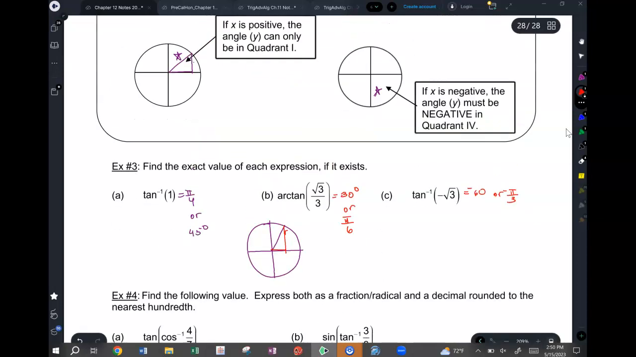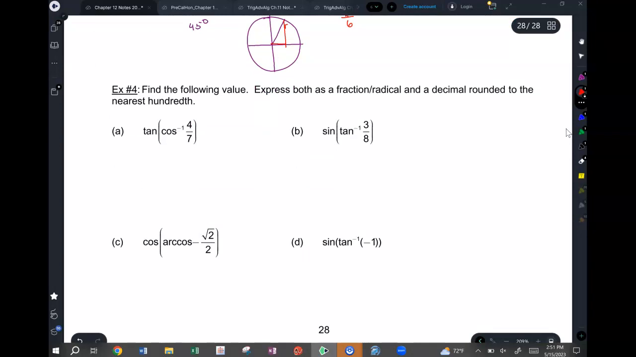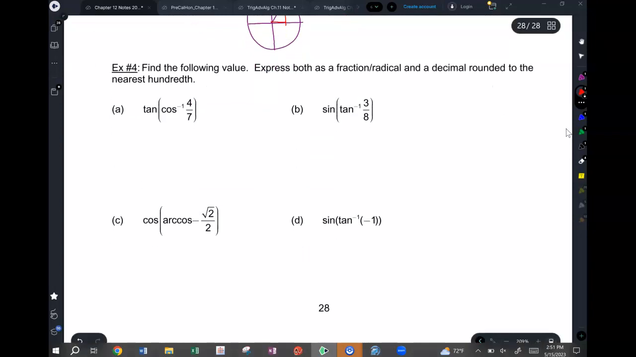Okay, so look, hey guys, is tangent positive or negative in this quadrant? Positive. Is tangent positive or negative in this quadrant? Negative. That's why when you have a negative one, you gotta go to that bottom quadrant. So it all fits in. When you have a negative one, you have to go to the bottom quadrant because tangent is positive up there, negative up here.